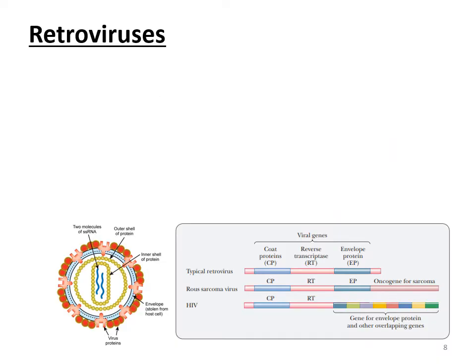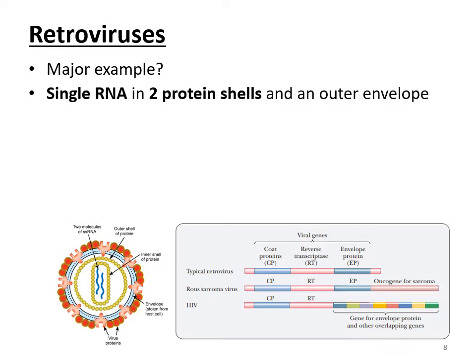One of the types of viruses that you hear come up a lot are retroviruses. The major example of this, which I'll have on the recap slide coming up, is HIV. Now, with retroviruses, their genome within them is single RNA, and it's surrounded by two protein shells and an outer envelope. So lots of outer proteins around them.